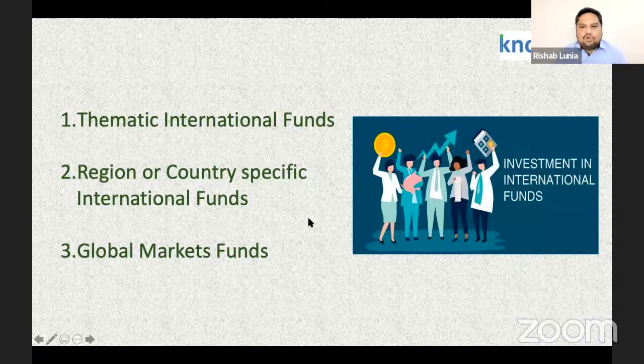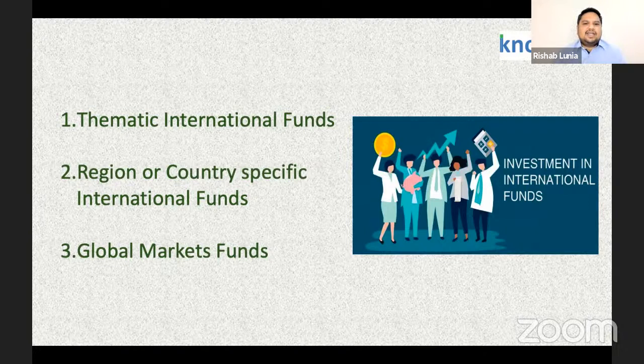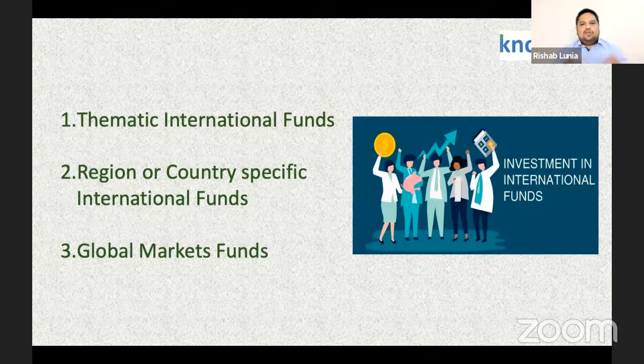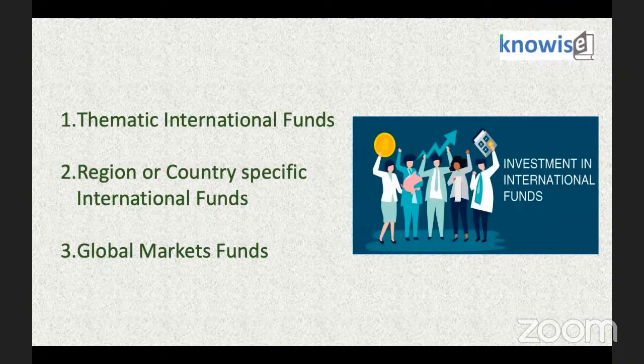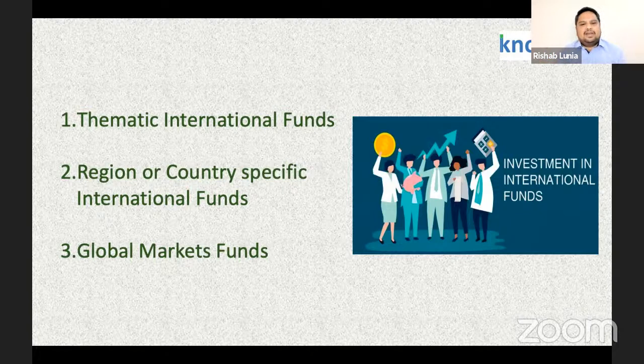Now, what are the routes through which you can invest? Most of the mutual funds in India have their international funds. These funds can invest in two ways. One, they can directly expose themselves to the stocks of that country, or they can invest into funds or ETFs of that country. So there are two ways to invest. One, directly investing into stocks, and another way is by investing into the existing funds of that particular country.